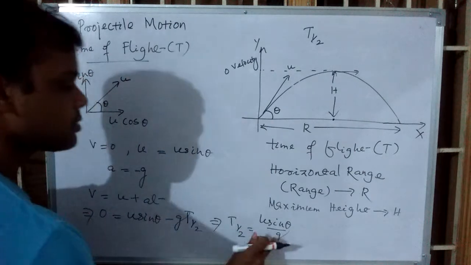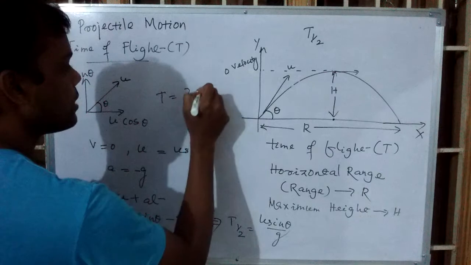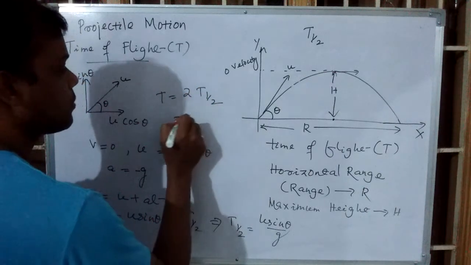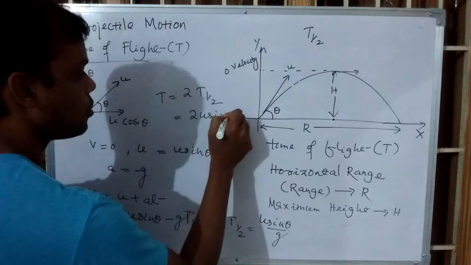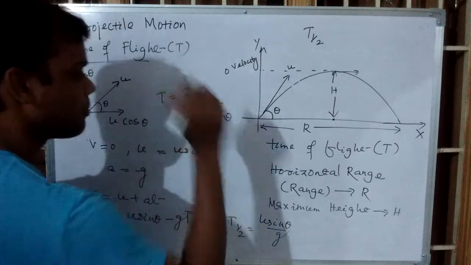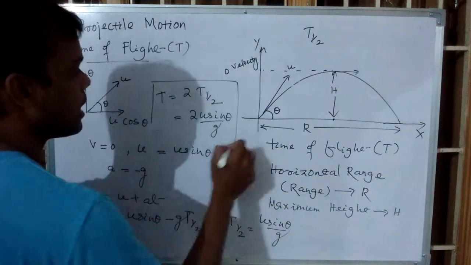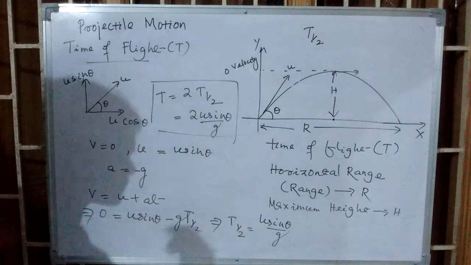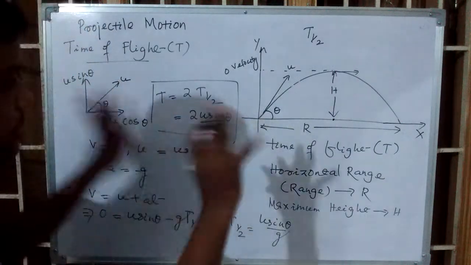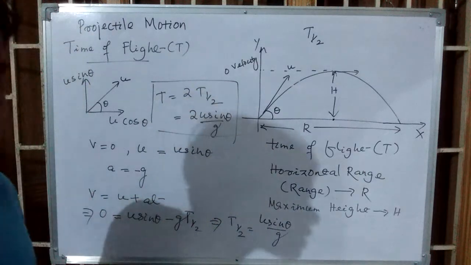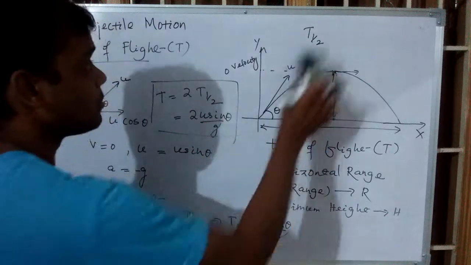If t half is this much, then what is total time taken? So t will be 2 times t half, that is equal to 2u sin theta by g. So this is the time of flight of the body. Okay. Now one factor is over. Next is horizontal range. So we have to remember it.